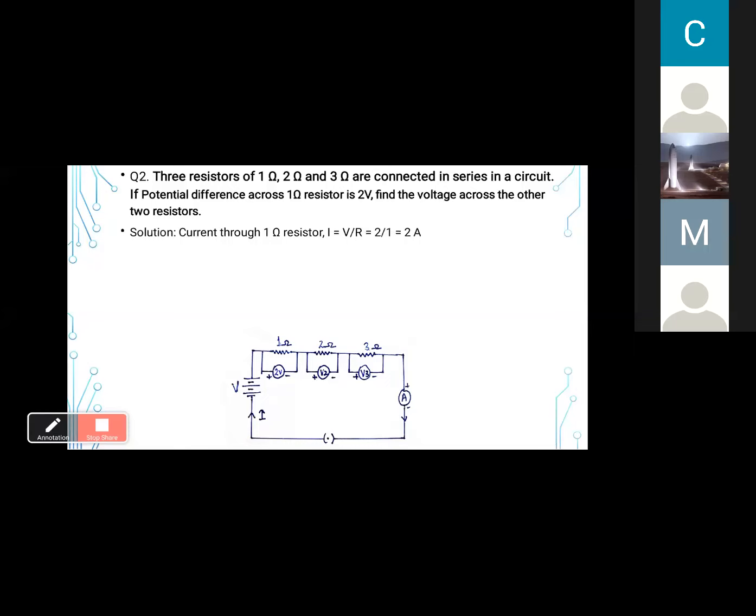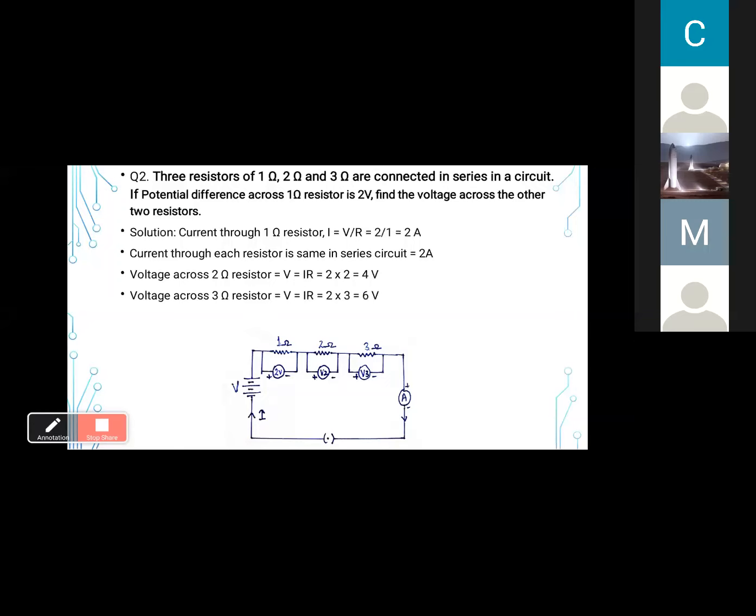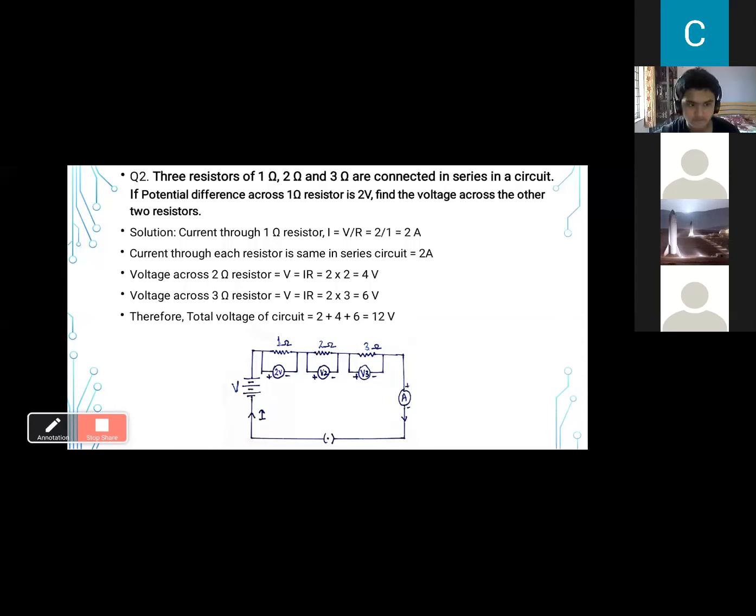So similarly, if 2 ampere current is flowing through 1 ohm, that means the same current is flowing through 2 ohm also and 3 ohm also, and in the total circuit also. Current through each resistor is the same in a series circuit, that is equal to 2 ampere. So applying Ohm's law here, voltage across 2 ohm will be V equals IR, 2 into 2, that is 4 volts. Similarly, voltage across 3 ohm will be V equals IR, 2 into 3, that is 6 volts. Clear? Therefore, total voltage of the circuit will be 2 plus 4 plus 6, that is 12 volts.